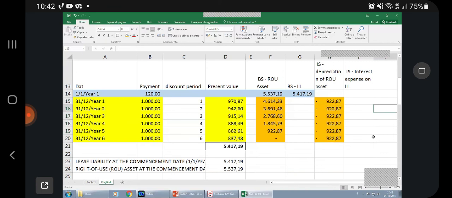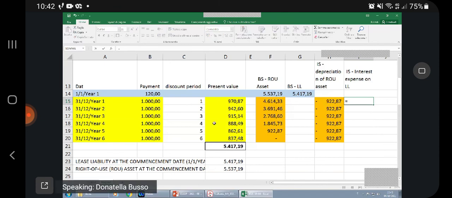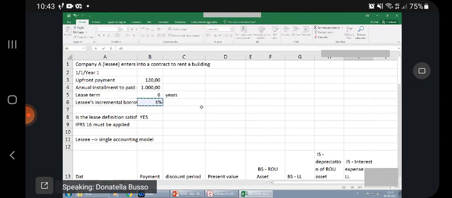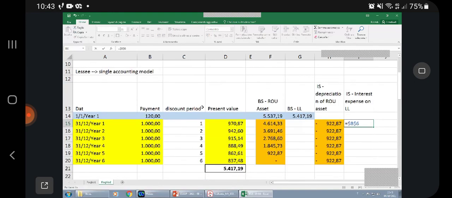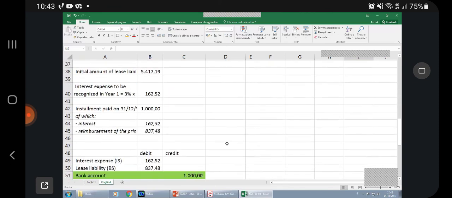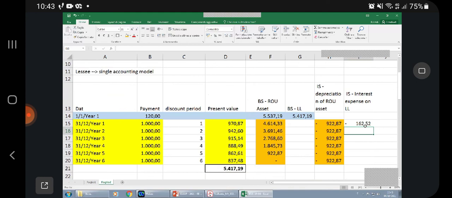What about the interest in the income statement of year 1? We said before that the interest is always computed using 3%, and for the first year, the interest is computed on the initial amount of the liability, 162 euros. This is exactly the amount that we have computed before. Okay? 162. You remember?